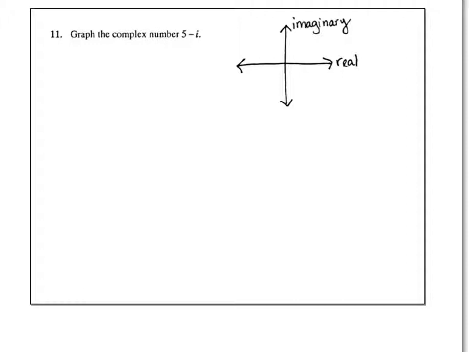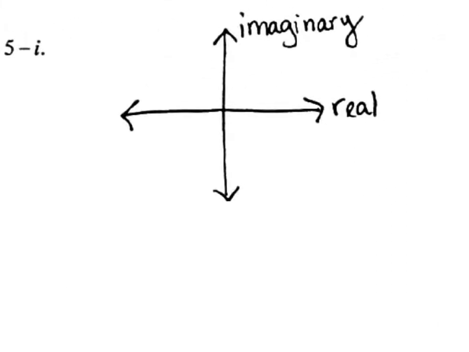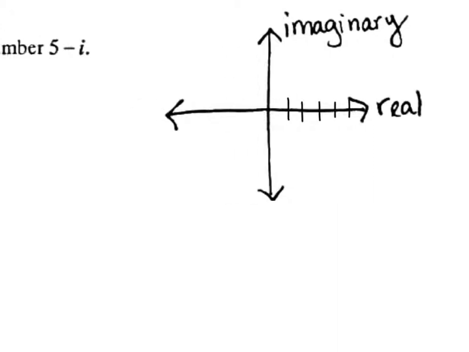Next one to graph, we have 5 minus i. Again, I ask myself the question, do I just have imaginary, real, or one of each? Here I have one of each, so that means I'm going to be using both the real axis and the imaginary. The first thing is, since it's a 5, I'm going to go to positive 5 on the real, so that means to the right 5. Then the next part says minus i, so that means I'm going to go down 1i, since it's just a minus 1i. So that means I went over 5, and I'm going to go down 1, which means the graph of 5 minus i is going to be right about there.